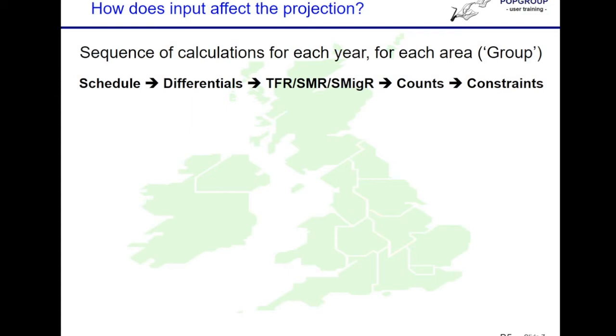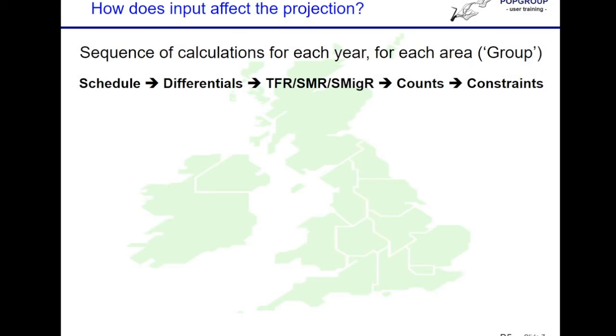So I mentioned that there are a whole set of different demographic inputs that one can enter into POPGROUP. And POPGROUP has a very strict sequence of calculations for each year and each area in the way it applies the different inputs. So POPGROUP will always start off by looking for a schedule, a standard schedule of rates, which is a set of age-specific rates for the particular component that we are interested in. And it will apply that schedule to our base population to estimate fertility, mortality and migration.